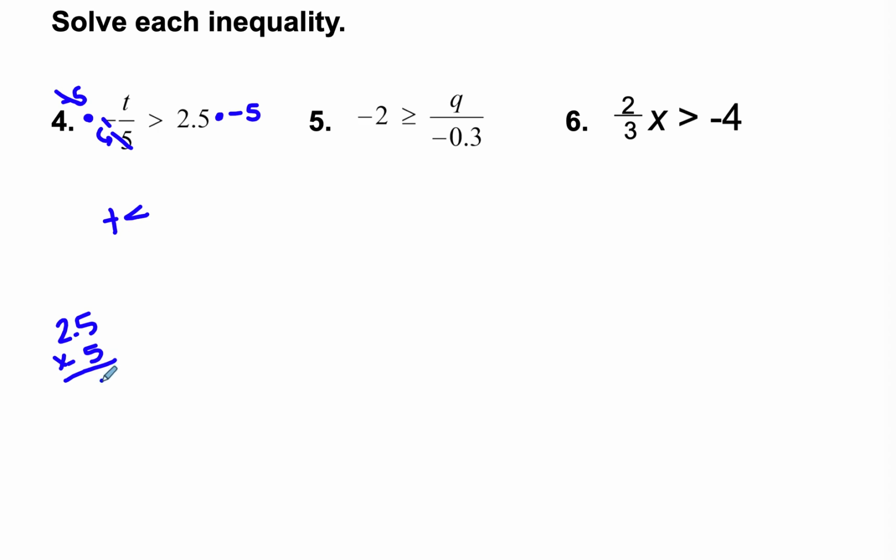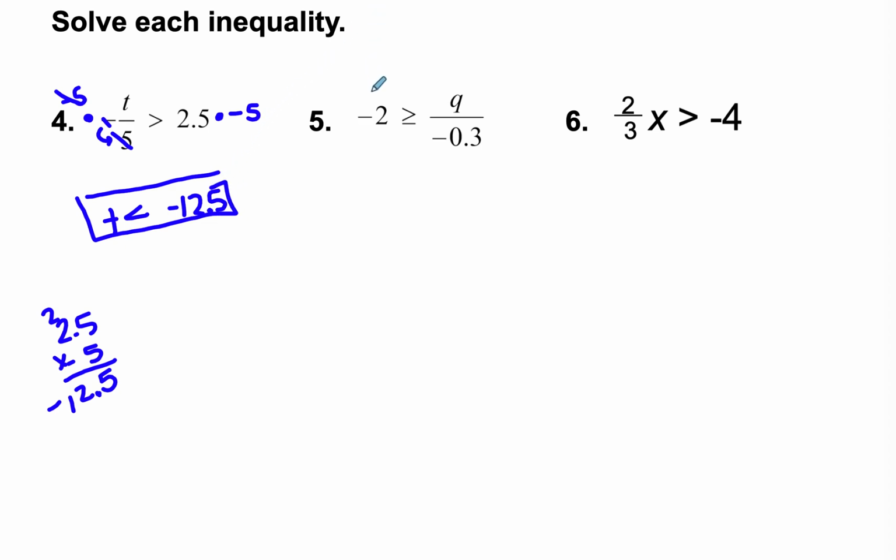5 times 5 is 25. 5 times 2 is 10, plus 2 is 12. 1 decimal here, 1 decimal here, different signs, answer is negative. T is less than negative 12.5.